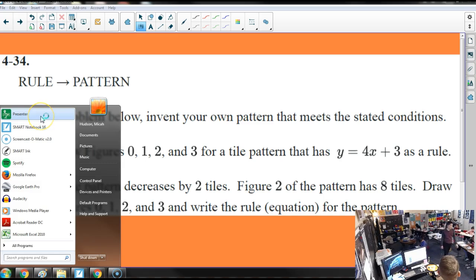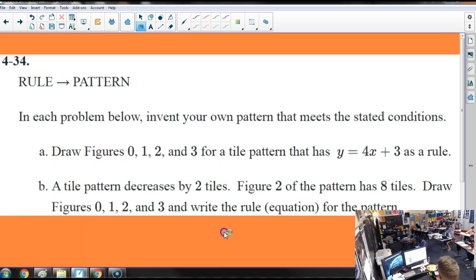Is anybody really proud of what they did for 34 and you want to show it? Let's do Alina, Simon, Elena. Come on. I'm not finished with my second one. It's okay, we're just doing 34.